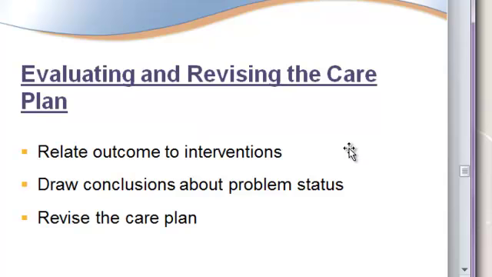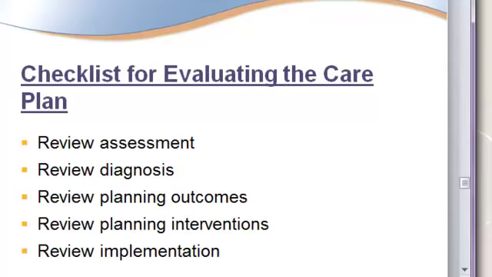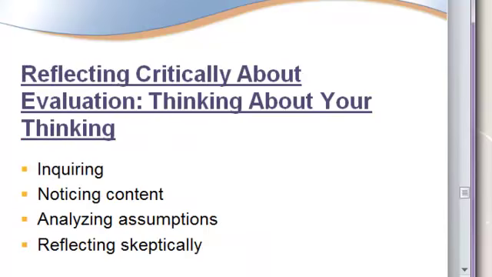So we evaluate and revise the care plan related to the outcome to interventions. We draw conclusions about the problem status, and we revise the care plan as we need. So our checklist for evaluating is we review the assessment, we review the diagnosis, we review the planning outcomes. So it's all about reviewing those planning interventions and reviewing the implementation itself. So when we critically think about evaluation, we think about inquiry. We're noticing content, analyzing those assumptions, and reflecting skeptically on how this plan of care has evolved through your patient.